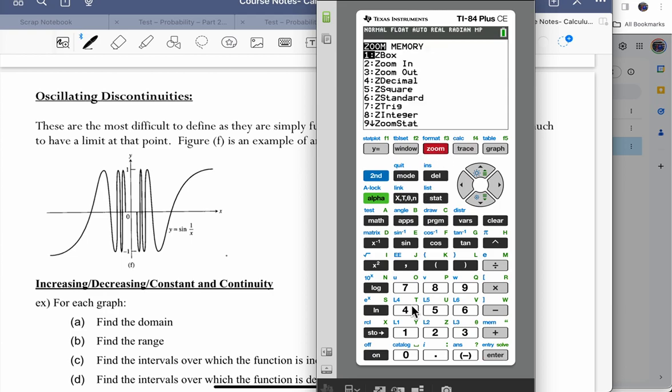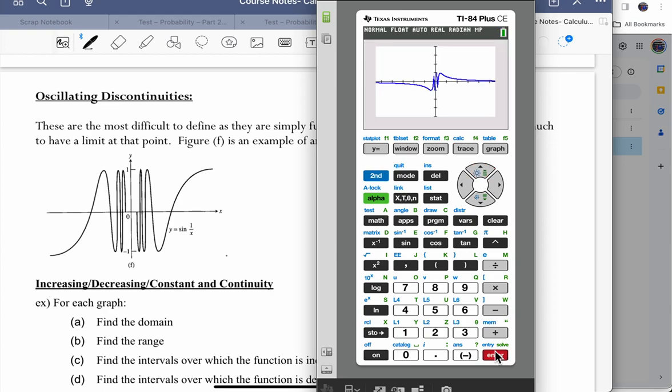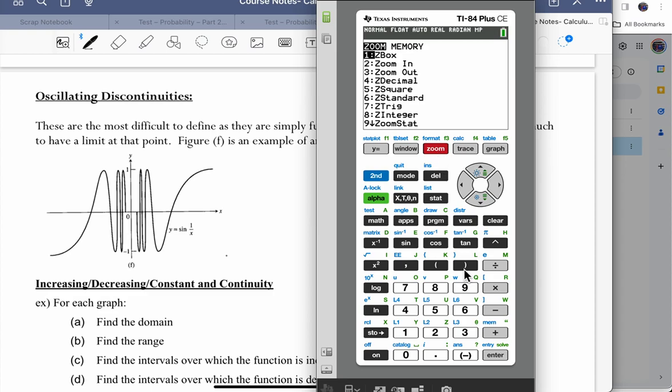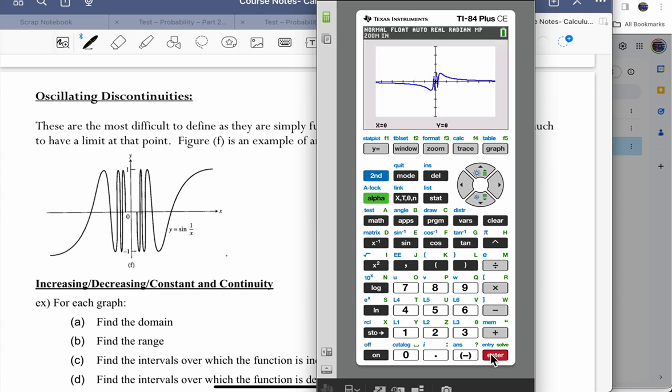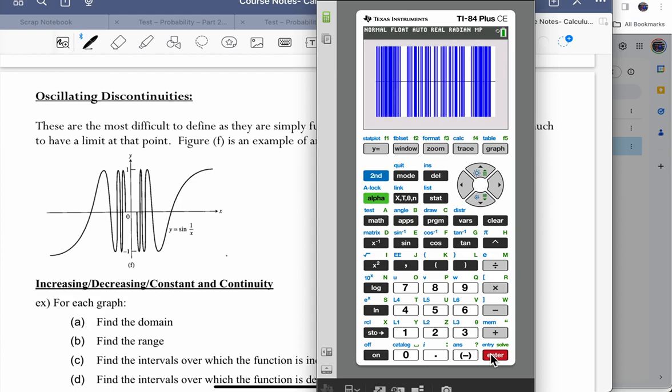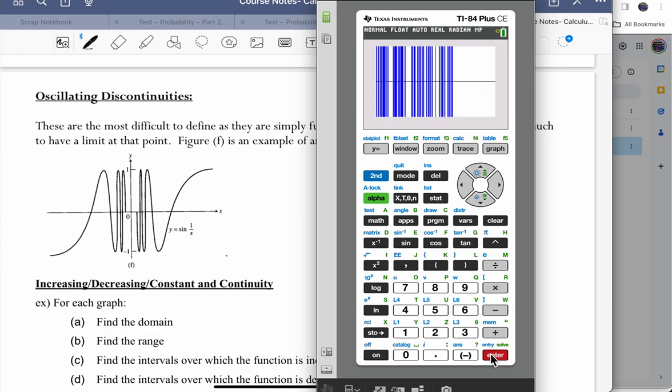Zoom trig. So zoom 7 or scroll down to the 7 and hit enter. And that's what our graph looks like. It looks very different on paper, but it's a little smoother rendering. But if I zoom in, just kind of bring it in, the more you zoom in, the more wonkiness you see. Now it just looks like a barcode.